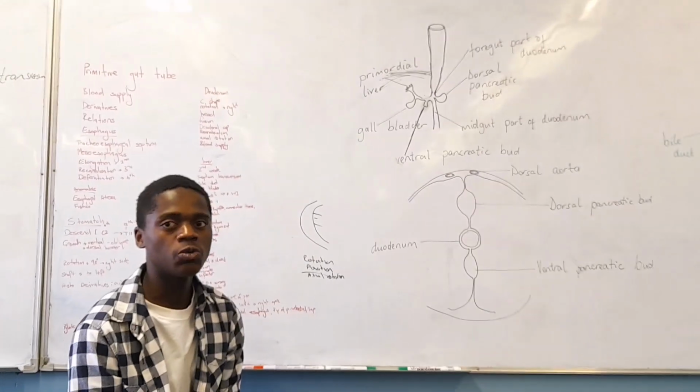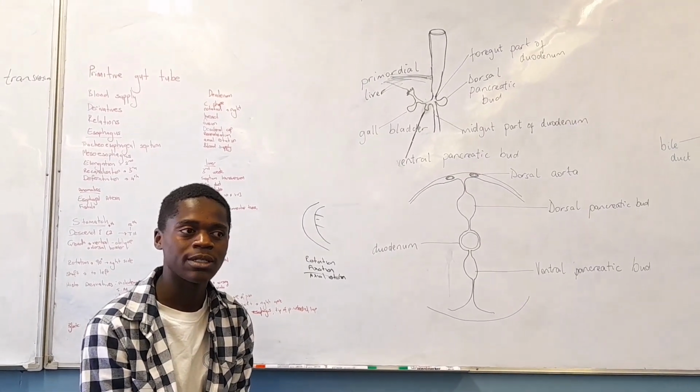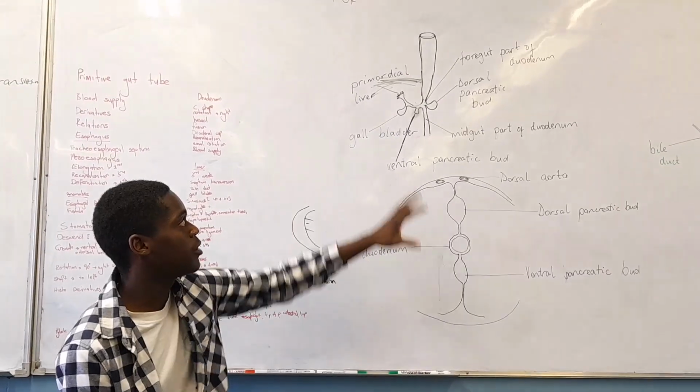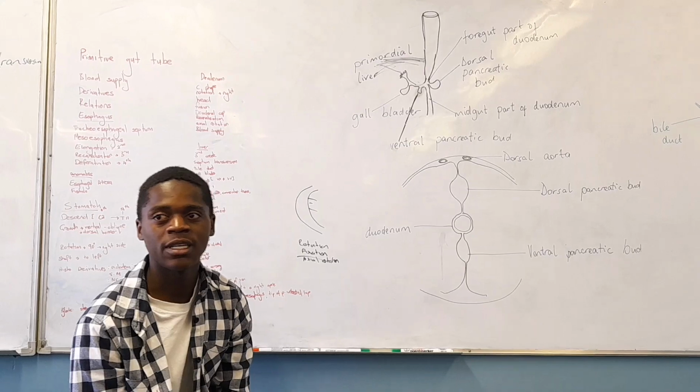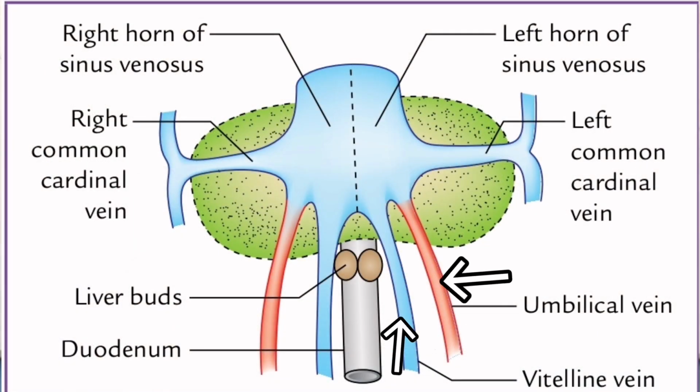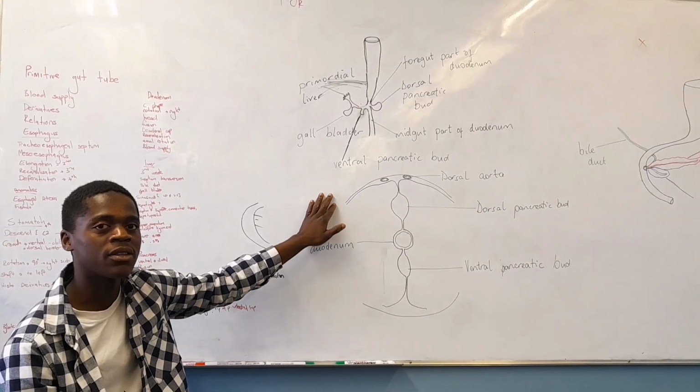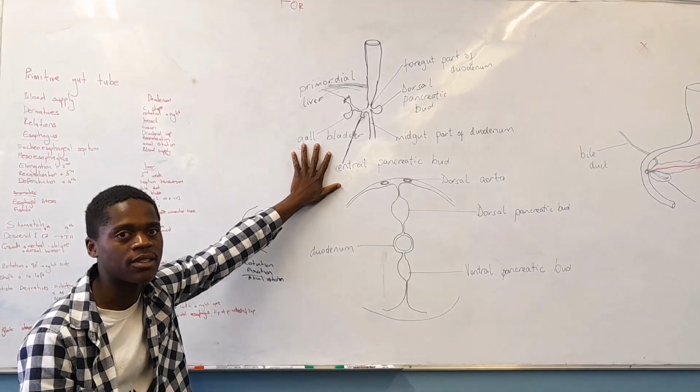We are also going to have things that you call sinusoids, right? The liver sinusoids. So liver sinusoids come from our vitelline veins and the umbilical vein. If you still remember when we were doing the cardiovascular embryology, we mentioned those veins. So the umbilical vein and the vitelline veins, their remnants are going to form the liver sinusoids.